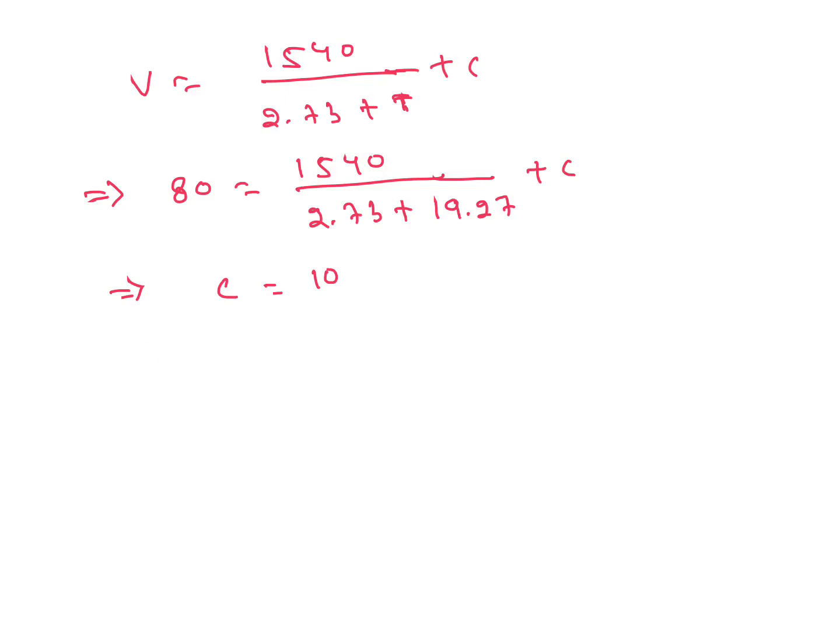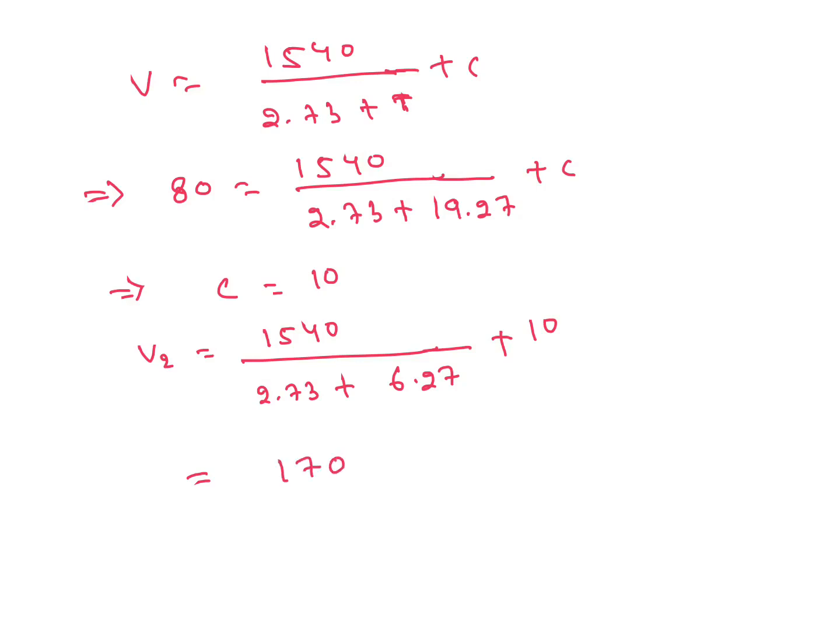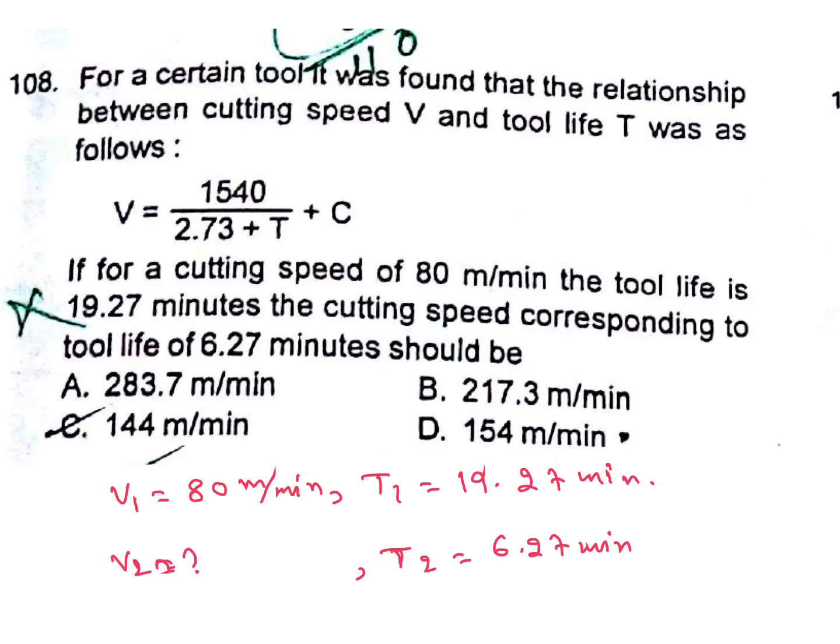Then V2, we have to calculate 2.73 plus given T2 is 6.27 plus 10. If you calculate this one, it will come around 170 plus 10. So you will get 180 meter per minute. So from option 180 meter per minute, D was the official answer. 154 meter per minute.